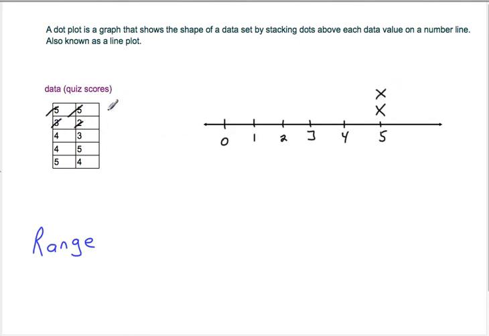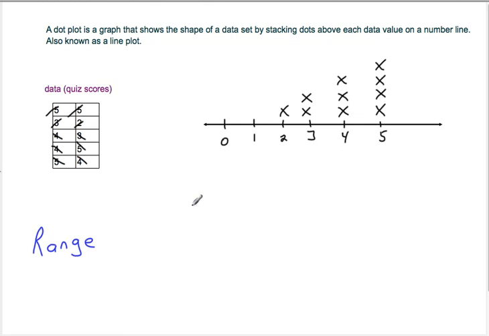I see a 3 and a 2. I see a 4 and a 3. And I see a 4 and a 5. And then a 5 and a 4. So as you can see, it's a real easy visual way of determining the shape of the distribution of the scores. It looks like we got mostly 5s here, a couple 4s, and there was 1, 2.